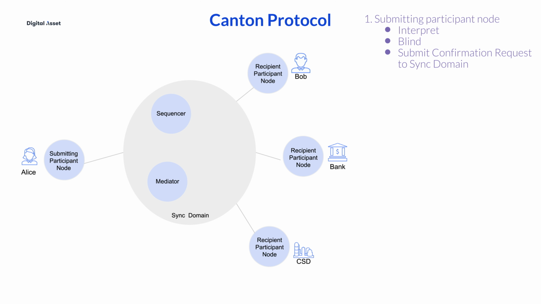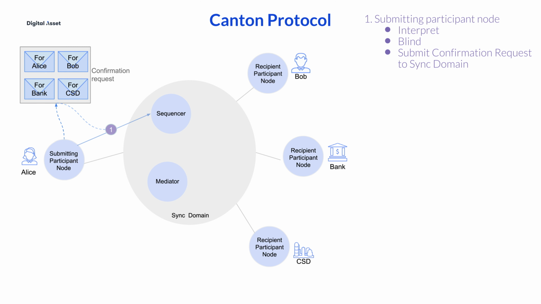Alice submits her transaction. Her participant node checks the code locally against its private contract store to make sure that it is a valid transaction. It then decomposes the transaction into subtransactions and creates a view tree. Once validated, the participant node blinds the decomposed views by encrypting them using the recipient party's public keys, then submits these encrypted views to the sync domain. This way, only the intended parties can read their views.